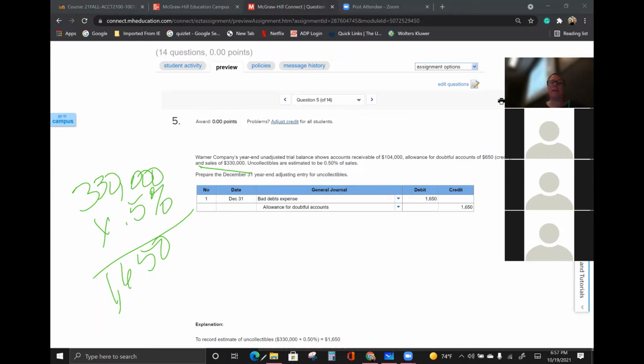And so when I make the calculation, the estimate, that's when I expense the entire amount and set up my allowance account. So I'm going bad debt expense debit, $1,650, and I'm crediting allowance for doubtful accounts, $1,650. So all I've done is set up my estimate for the new year. It doesn't matter that I have a balance in there.